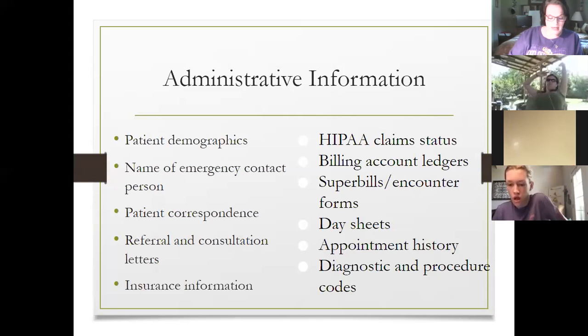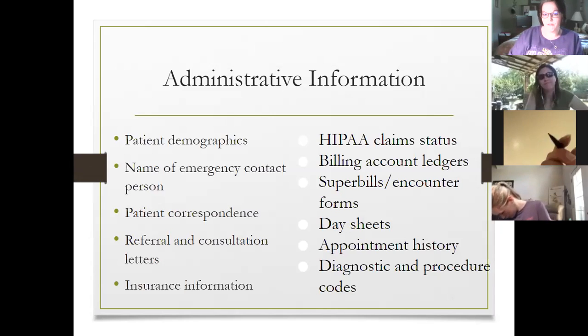So I want to stop right here and just give you guys a heads up. Does anybody know what HIPAA stands for? It is Health Insurance Portability and Accountability Act. You really need to know that. HIPAA is what protects private information. You know, we talk about the HIPAA laws.